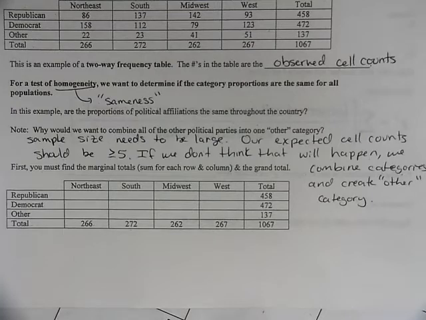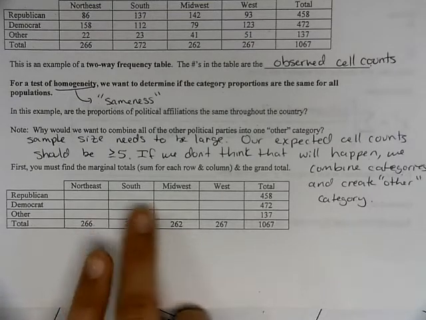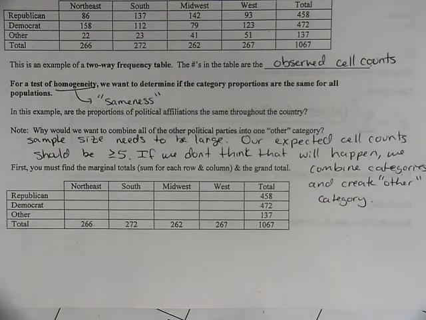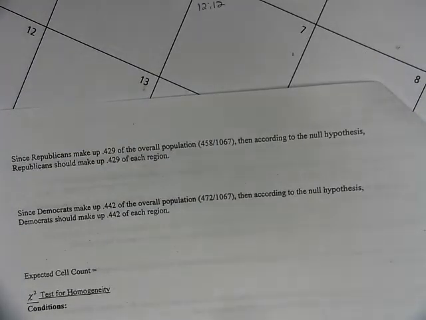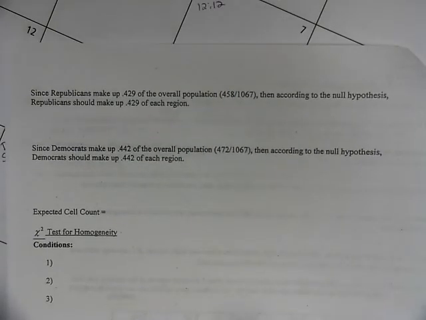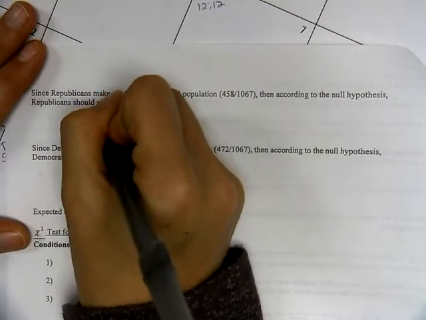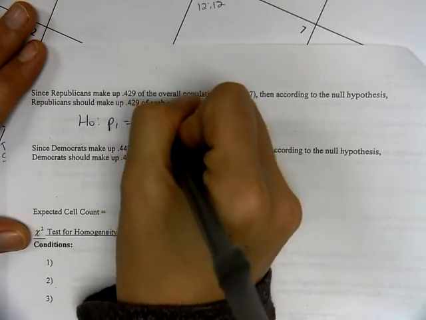Okay, so if you want to find the expected values, there is a mathematical way to do it. There is a formula, but we're going to use our calculator. If you flip to the next page, since Republicans make up 0.429 of the overall population, according to the null hypothesis, Republicans should make up 0.429 of each region. So our null hypothesis here would be that P1 equals 0.429.